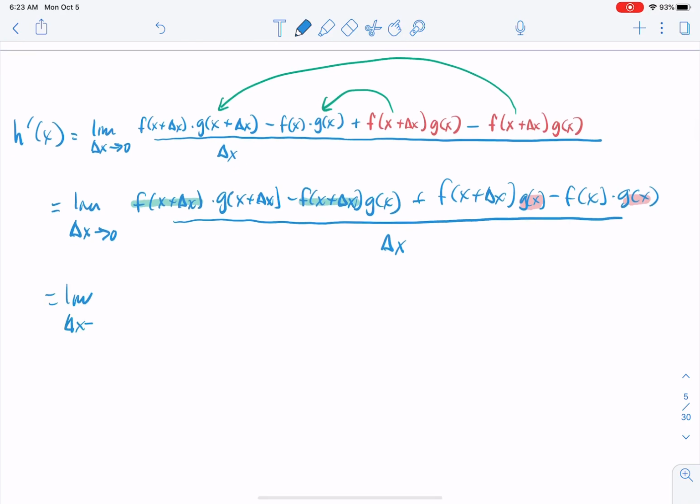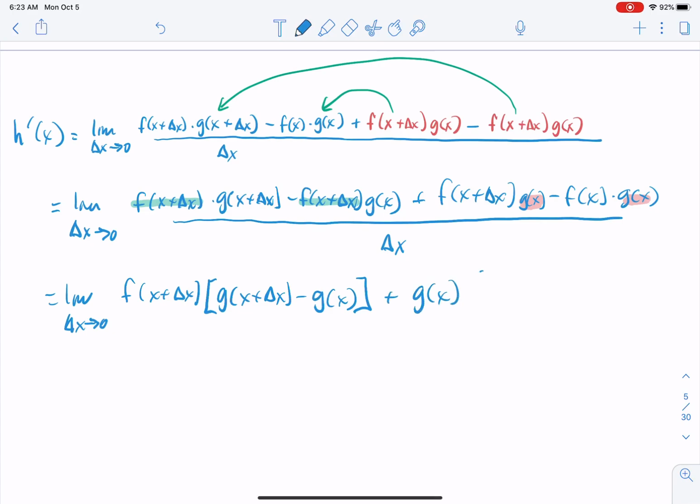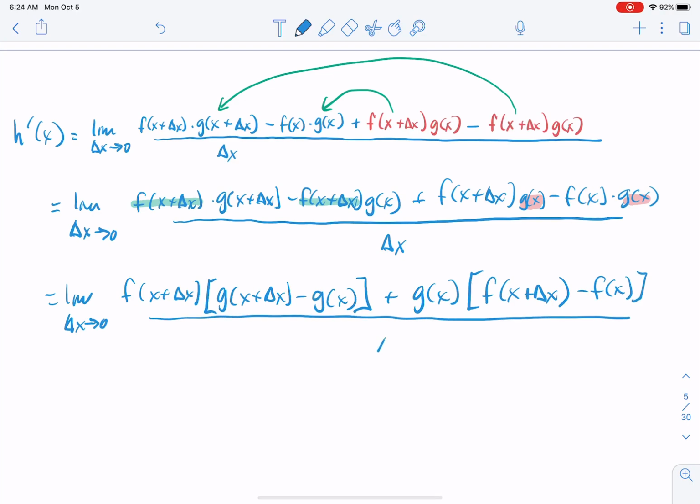Bring this limit notation down, super important. I'm going to factor out this f of x plus delta x from this first set and have a g of x plus delta x minus a g of x. This thing looks kind of familiar. Plus, and then we wanted to factor out a g of x from the second one. f of x plus delta x minus f of x, all of this over delta x.